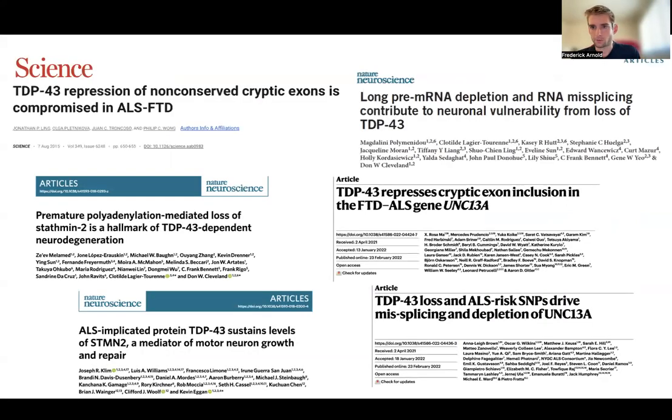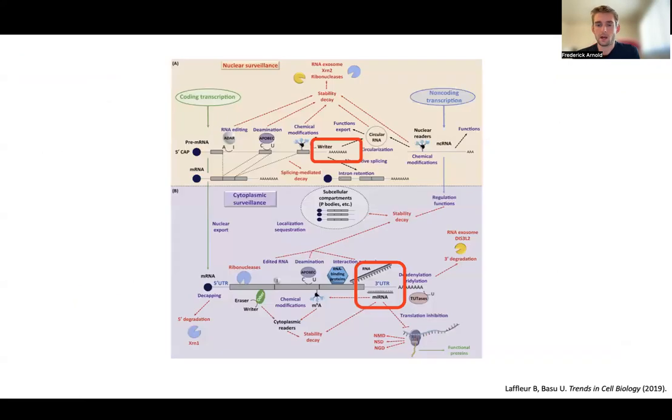In recent years, a number of great labs have done work to understand TDP43 function in RNA processing, and some of the targets that they've identified, like Stathmin-2 and UNC13A, are themselves now being developed as therapy targets for sporadic ALS. My work is investigating another aspect of RNA processing that's known to be regulated by TDP43, but has not yet been studied in the context of ALS.